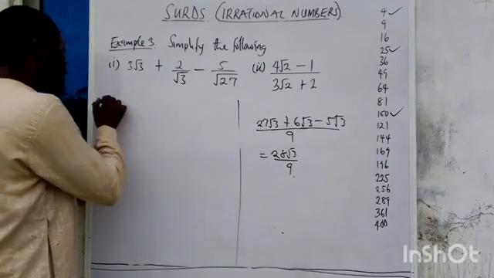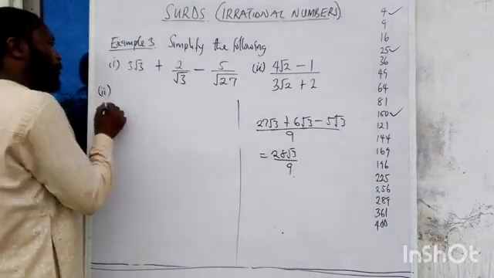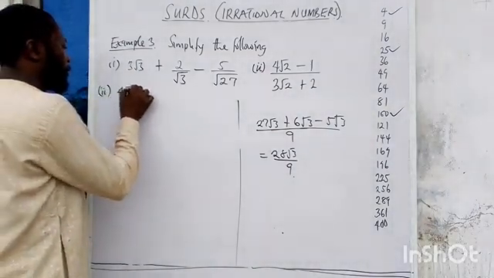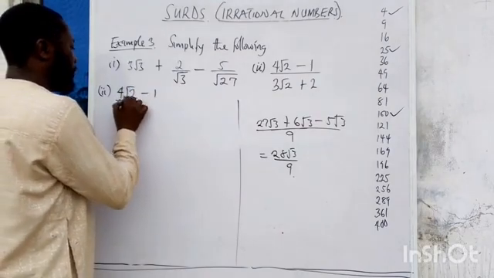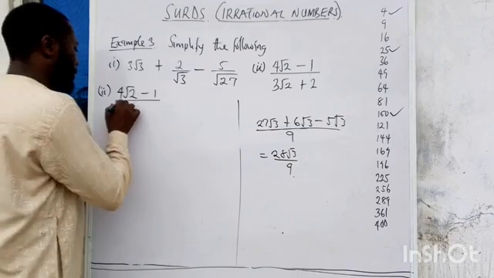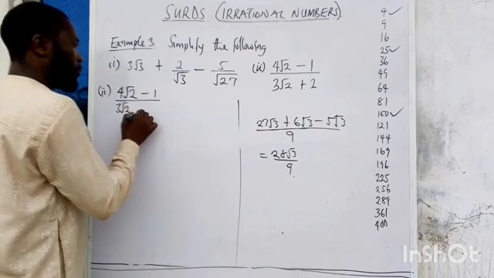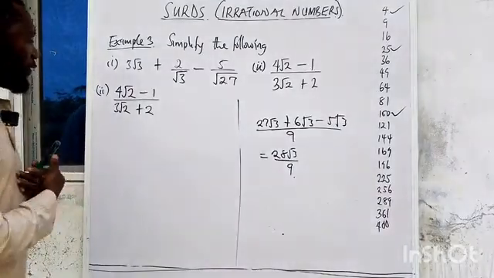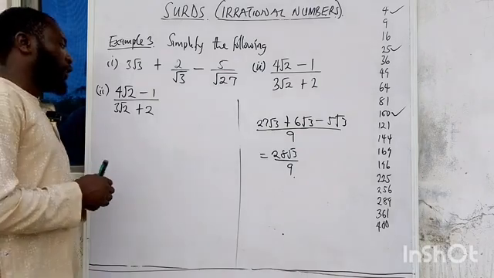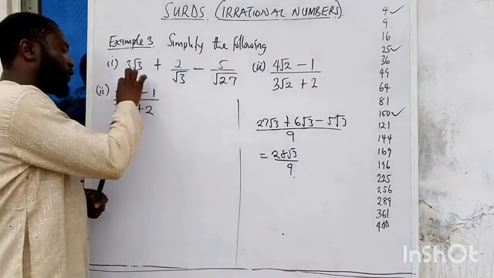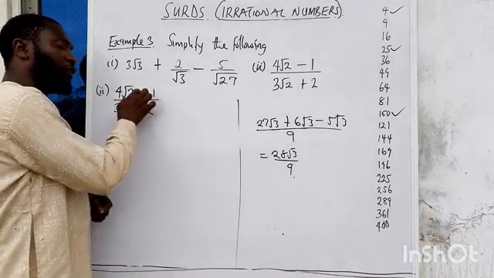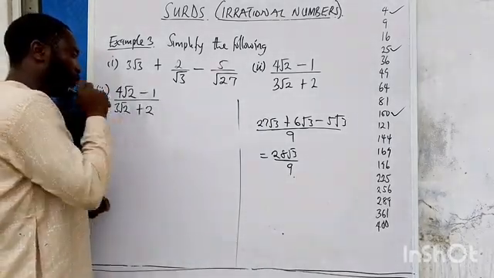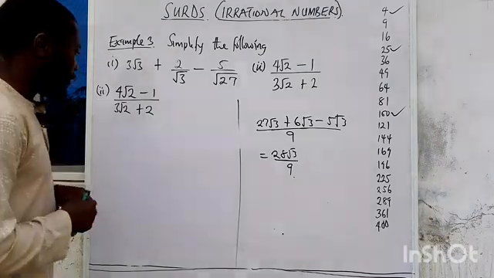So the second question, we have 4 root 2 minus 1 divided by 3 root 2 plus 2. This is similar to one of our previous questions we solved. The only difference is we have a single value here. We don't have the sum or difference of two values. We have just a single value as the numerator.